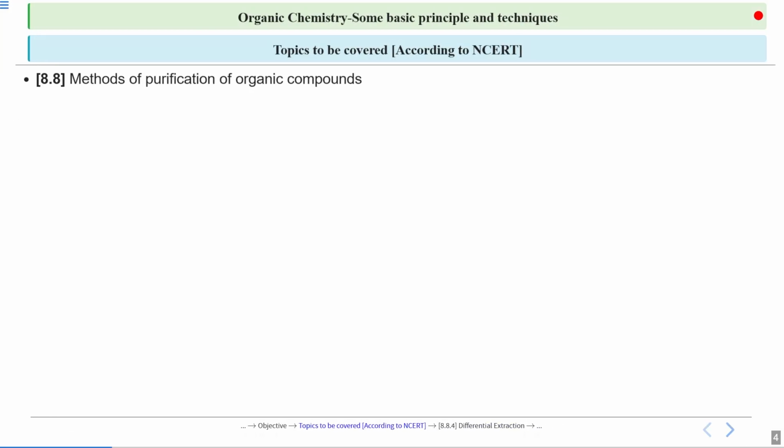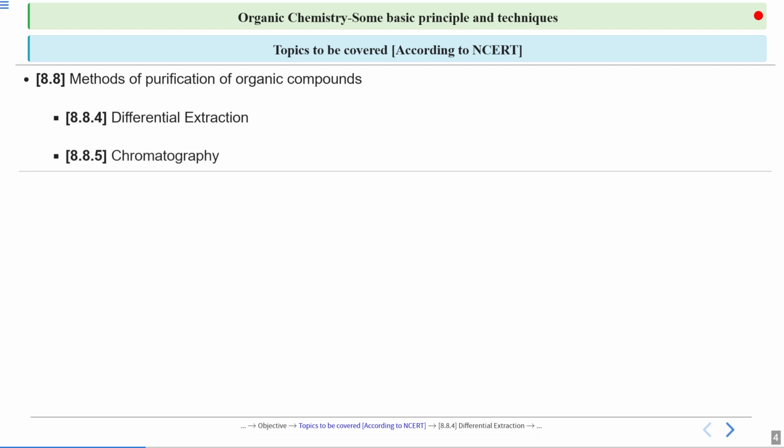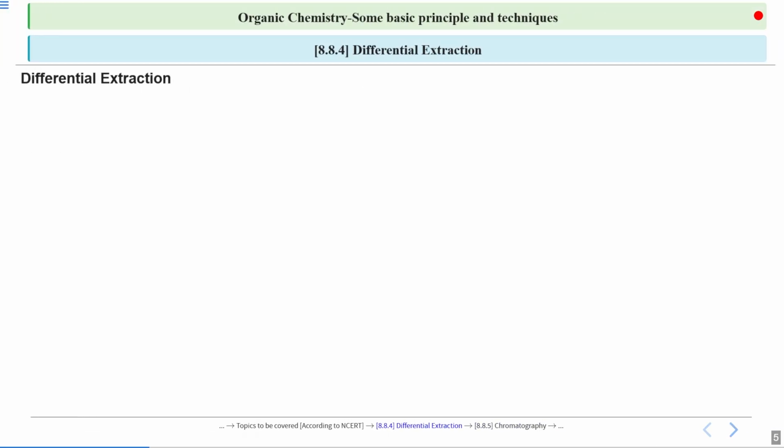If I talk about the specific sections of the NCERT, we will be covering NCERT section 8.8, which is methods of purification of organic compounds. Then we will see 8.8.4, differential extraction, and the second one is chromatography, which is 8.8.5. Let us begin with the differential extraction.